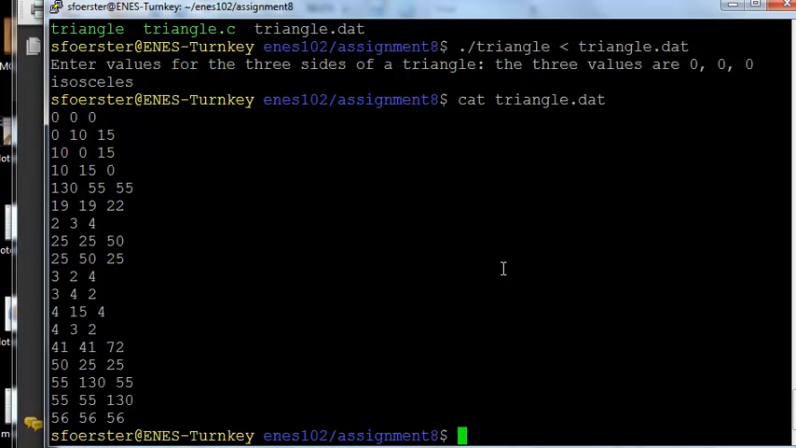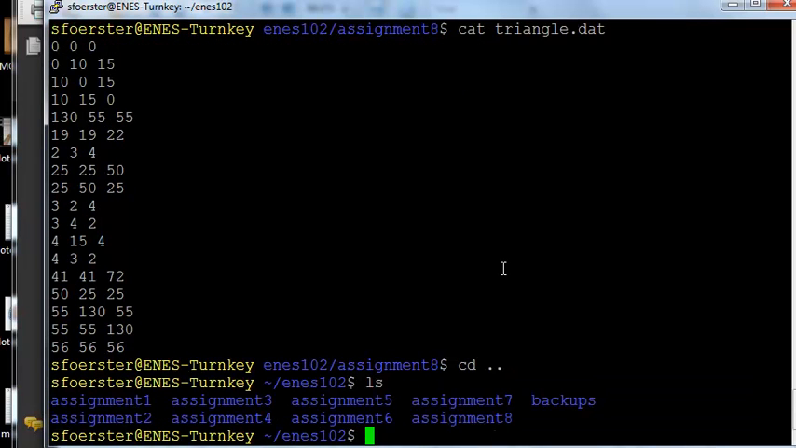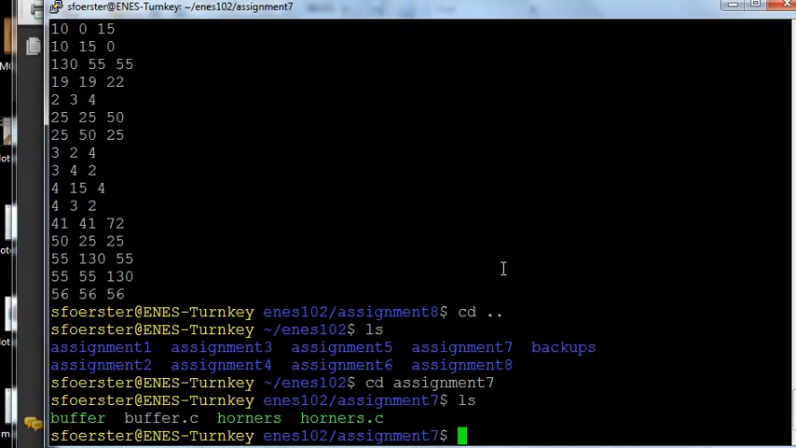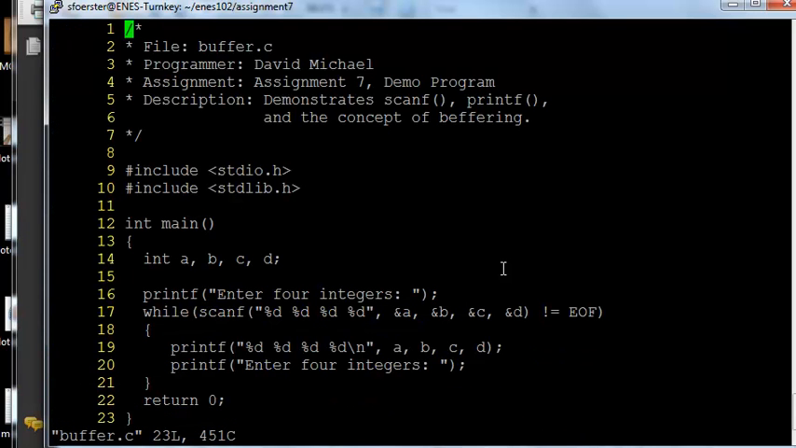So we got to figure out how to get that triangle.dat program to run over and over and over again. Now, he did that to us in a previous assignment. What was it? Was it last one? We copied a program. What was its name? Buffer? Yeah, it was Buffer. Okay, so I'm going to say, let's just look at Buffer and then figure out how we're going to modify our program so it goes over and over and over again. Buffer.c. Okay.